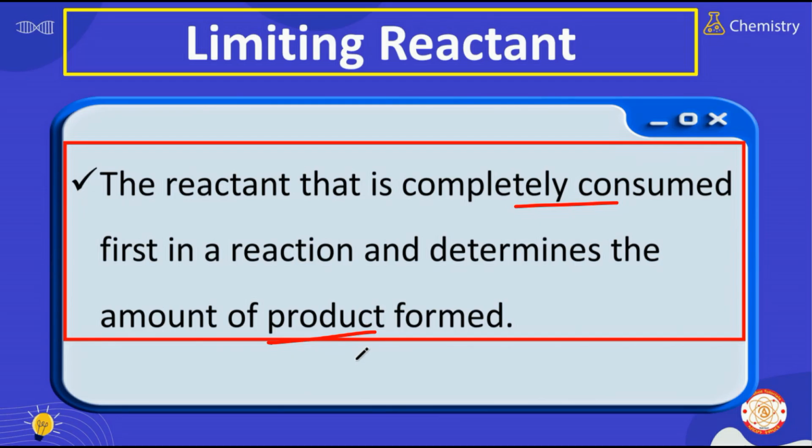So in chemistry, the limiting reactant is a substance that is completely used up first in a reaction. And you have to remember that it determines the amount of product that can be formed. So once the limiting reactant is gone, the reaction stops.